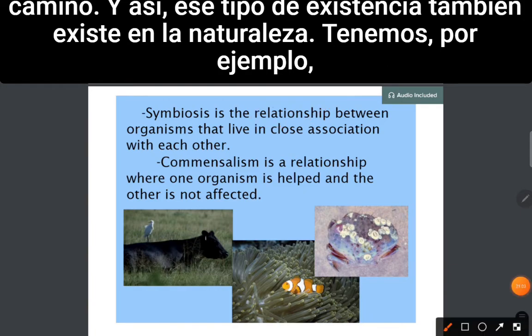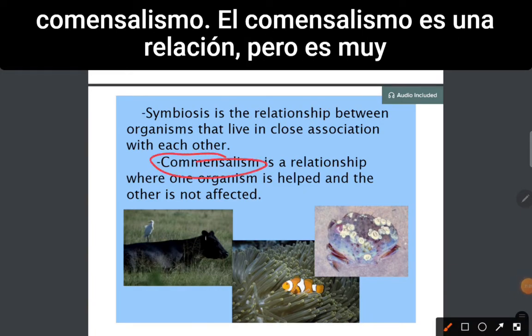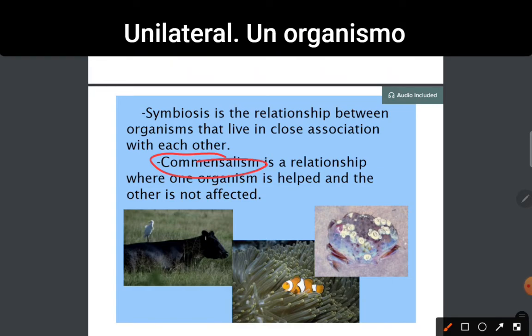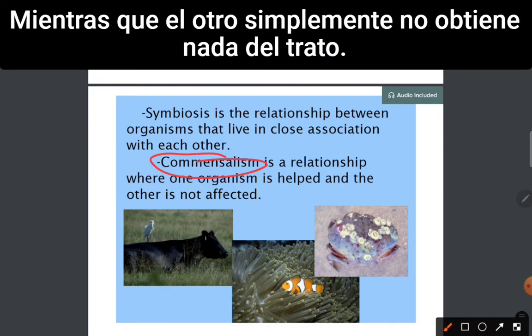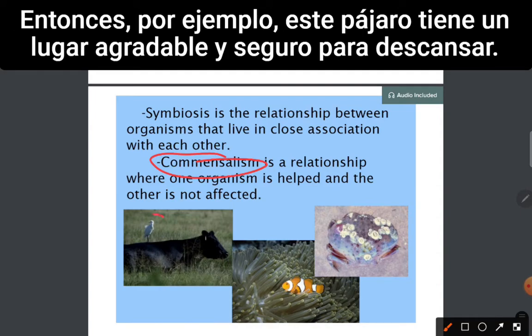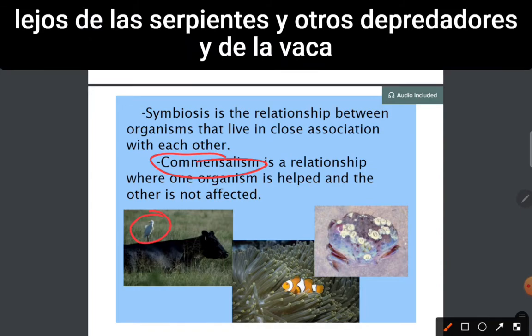We have, for example, commensalism. Commensalism is a relationship, but it is very one-sided. One organism is greatly benefited, while the other just sort of gets nothing out of the deal. So for example, this bird gets a nice, safe place to rest away from snakes and other predators, and the cow sort of just doesn't even care.